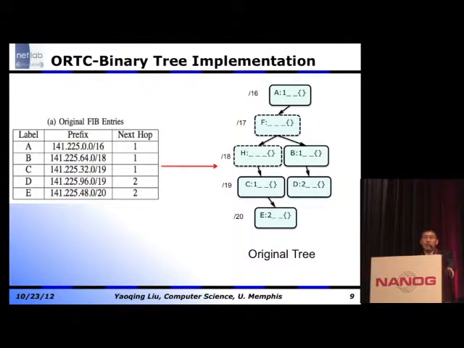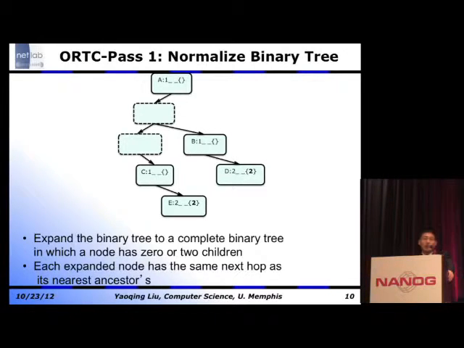First, let me roughly go through the ORTC implementation, just to give you a big picture of how we did the aggregation. As you can see in the left table, we have the original FIB entries, so we load those entries into a binary tree or trie. Since I mentioned ORTC needs three passes, the first pass is a top-down process to normalize all the leaf nodes, so each normalized node will get the same next hop as its nearest ancestor. Like this.